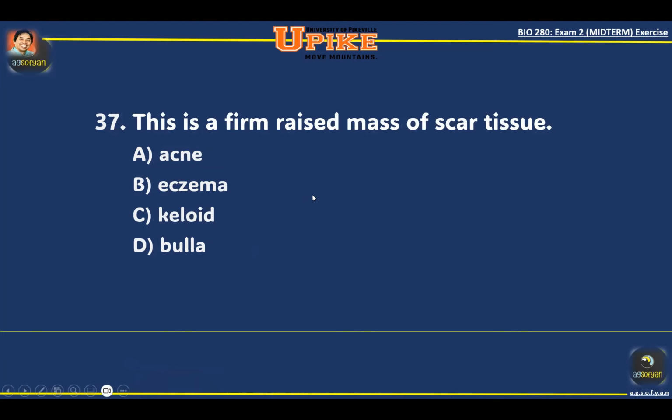This is a firm raised mass of scar tissue. Sometimes if you work very hard, you get this kind of raised tissue on your finger. This one is called keloid. So keloid is the firm raised mass of scar tissue. If you work very hard, your skin, your hand for example, might have that keloid.